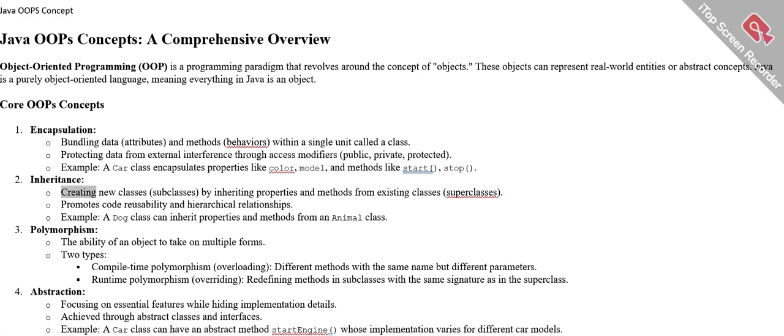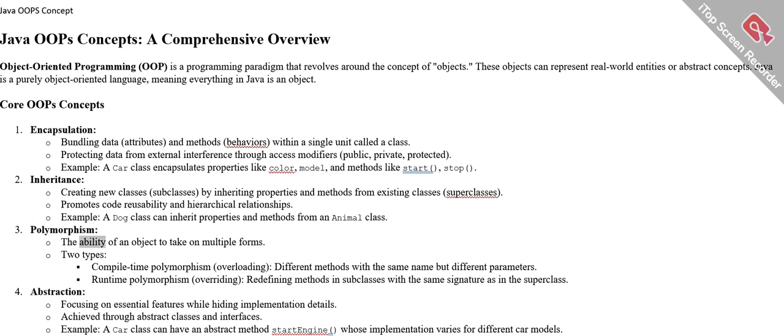Inheritance. Creating new classes, subclasses, by inheriting properties and methods from existing classes, superclasses. Promotes code reusability and hierarchical relationships. Example, a dog class can inherit properties and methods from an animal class.